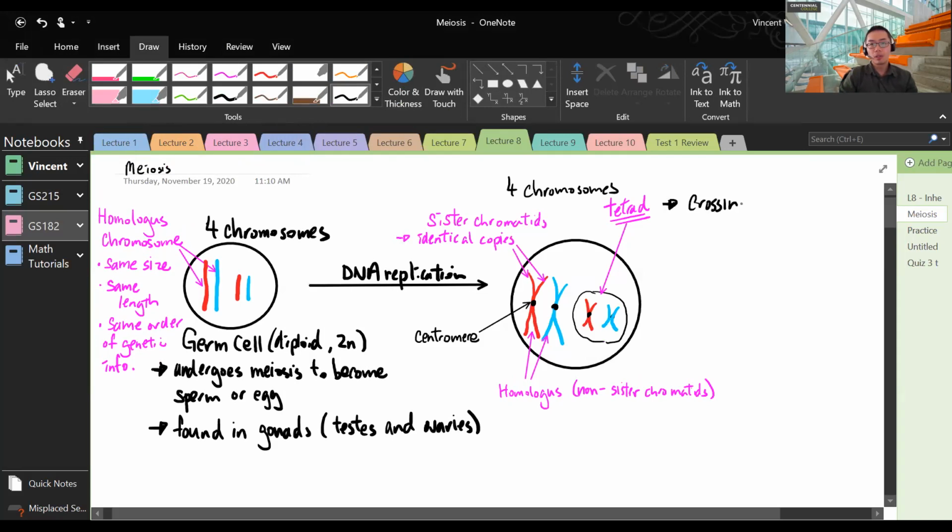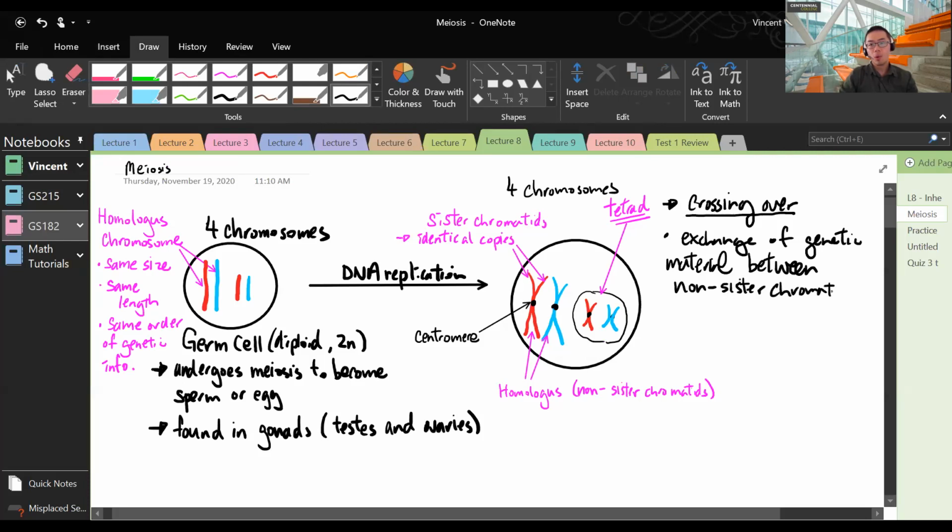Crossing over occurs. What is that? Okay, that is an exchange of genetic material between non-sister chromatids. There is no point exchanging genetic material between sister chromatids because they're identical copies of each other. So the red one here will be exchanging information with the blue one.